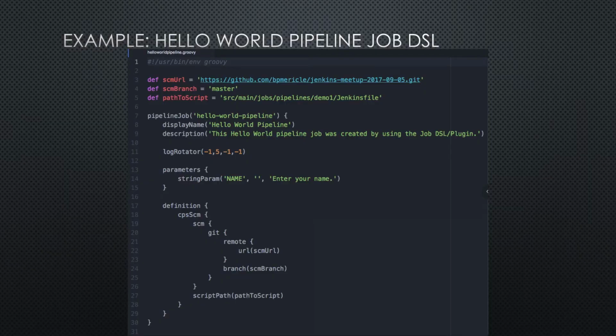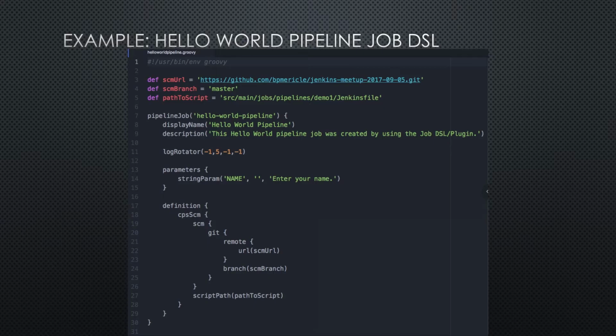So this is basically the pipeline. This is the example of a pipeline. I know it's kind of small, but it fits into the format of the other job. It has a name, display name, description, log rotator, parameters. This is where it gets different: how you define a pipeline to be executed with the pipeline job plugin, which is what this represents, is through this definition.